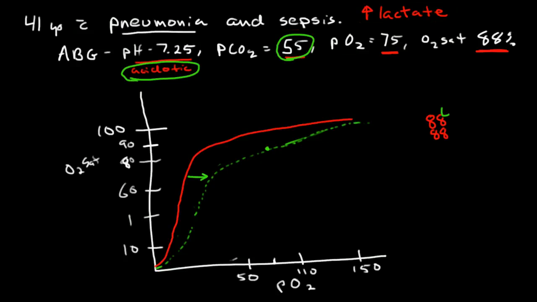So here's the hemoglobin molecule, and we have looser binding. So again, what does looser binding mean? It means that for the same partial pressure of oxygen, fewer of these hemoglobin oxygen receptors are going to bind with the hemoglobin. So that results in a low saturation level. So this patient's saturation is 88%, right?